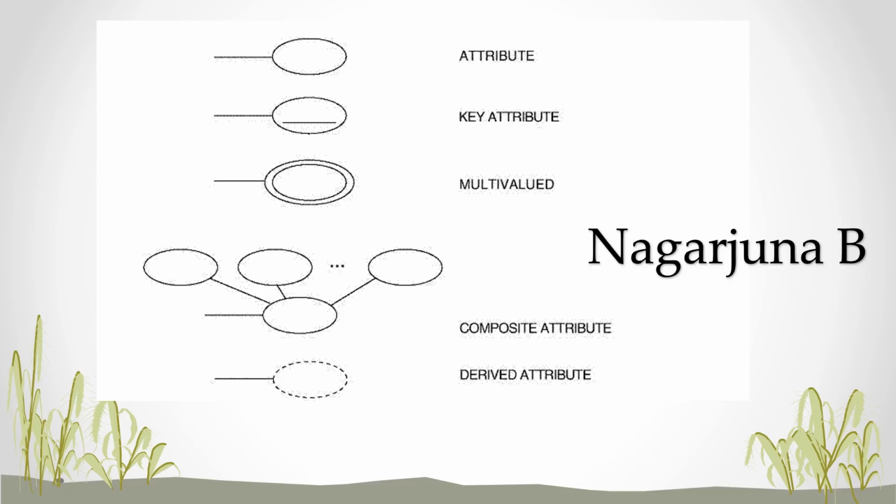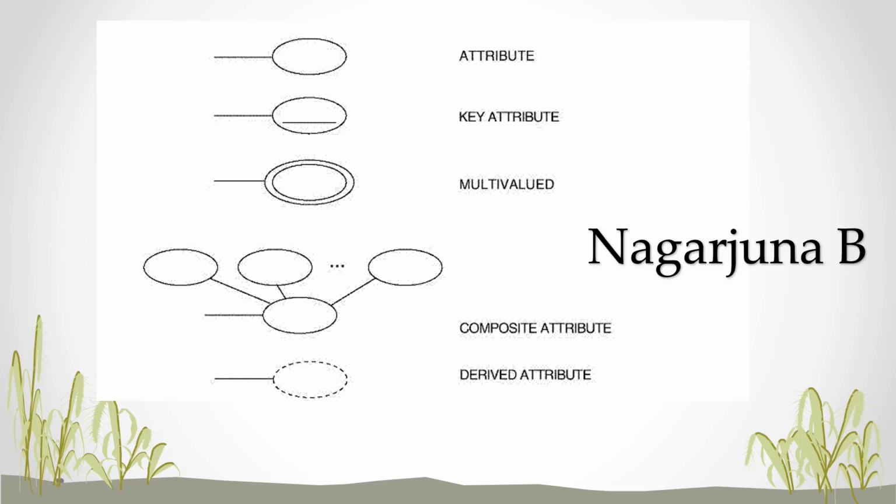Key attribute is nothing but an attribute which is used for the purpose of identifying a tuple in an entity. For that purpose, we just underline that particular attribute. The next symbol is for a multi-valued attribute. It is another oval, a double oval shape, which we draw with a solid line arrow mark. We use this for a multi-valued attribute, that means an attribute which will have multiple values.